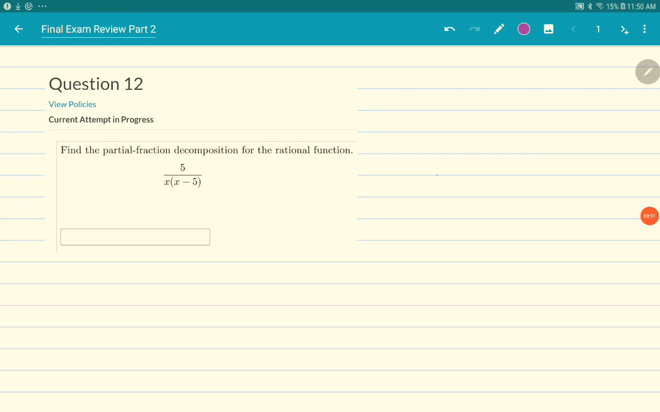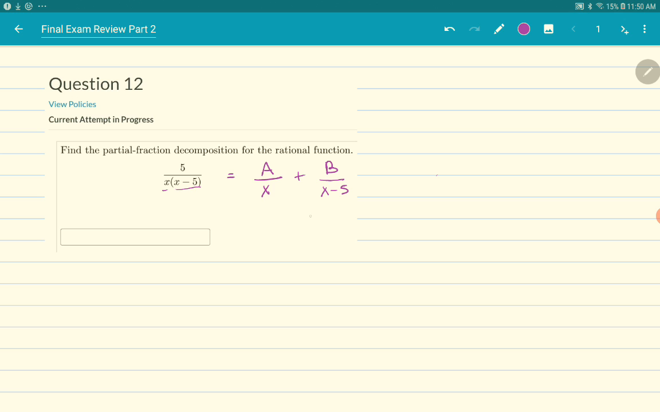Number 12, we're looking at a partial fraction to decompose this fraction. We start by recognizing that we have two factors in the denominator. So I'm going to split this up into two terms. One of them will have an x in the denominator, the other will have the x minus 5 factor in the denominator. What I don't know is a and b, so I just need to find a and b, based on the fact that when I add these together, I'll get a 5 in the numerator.